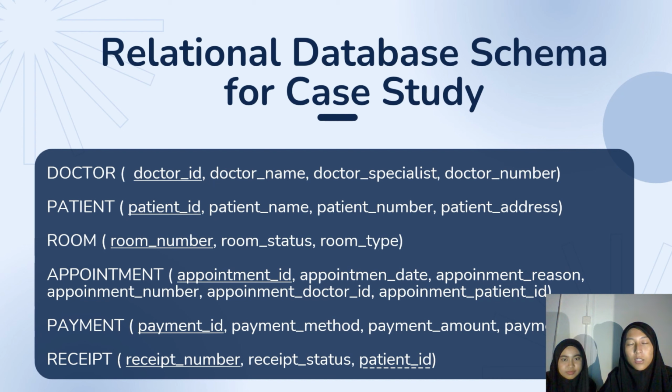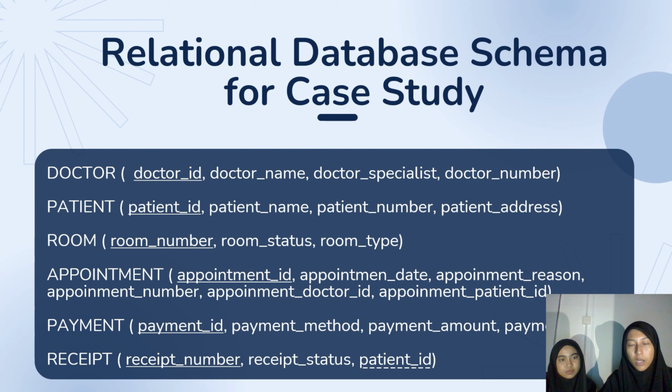And then another table is the appointment table. Appointment ID is our primary key in the appointment table, and then appointment date, appointment reason, appointment number, appointment doctor ID, appointment patient ID. The next table is the payment table, and we put payment ID for the primary key in the payment table, and then payment method, payment amount, also payment date.